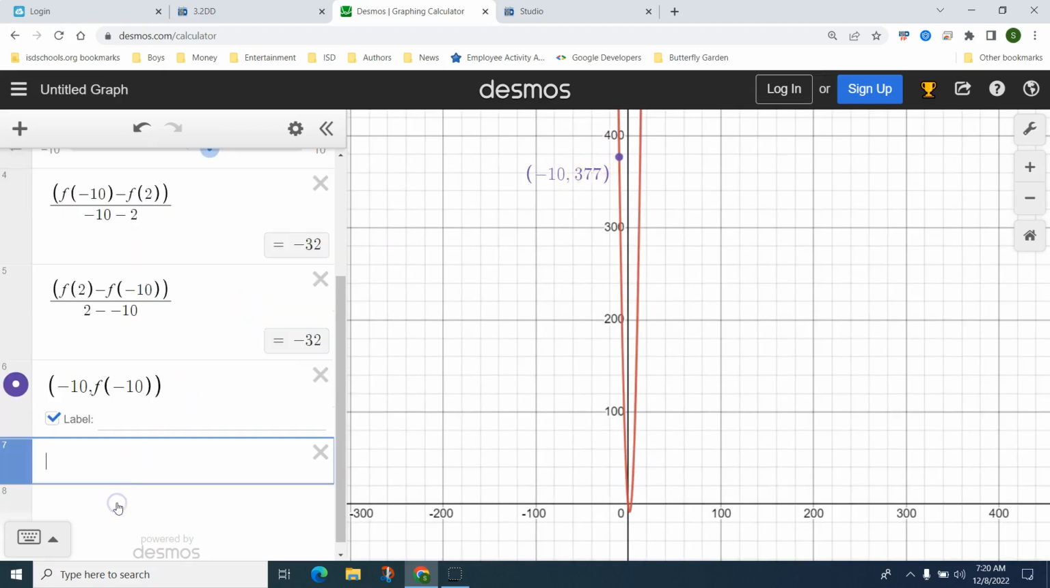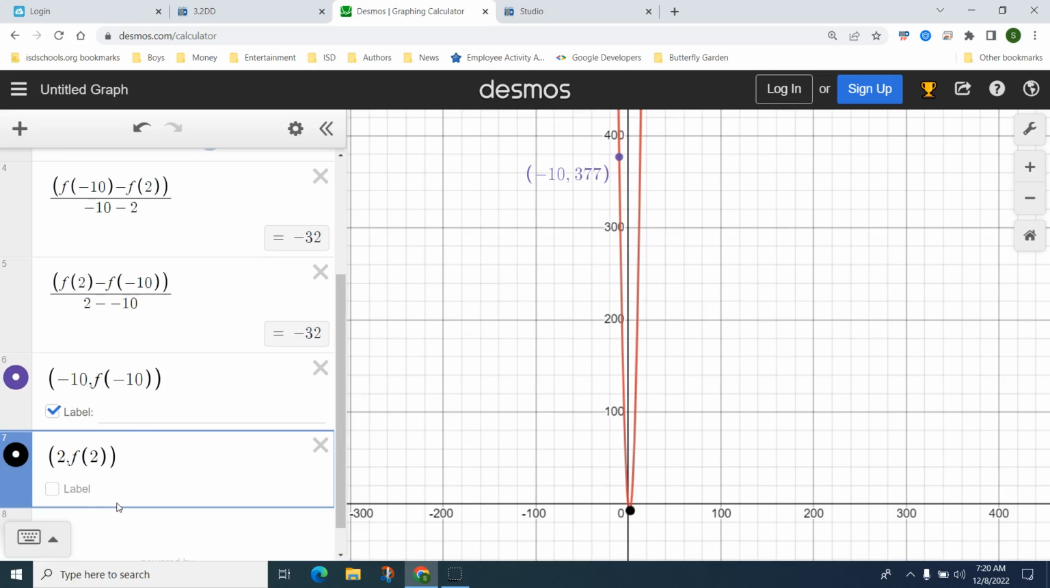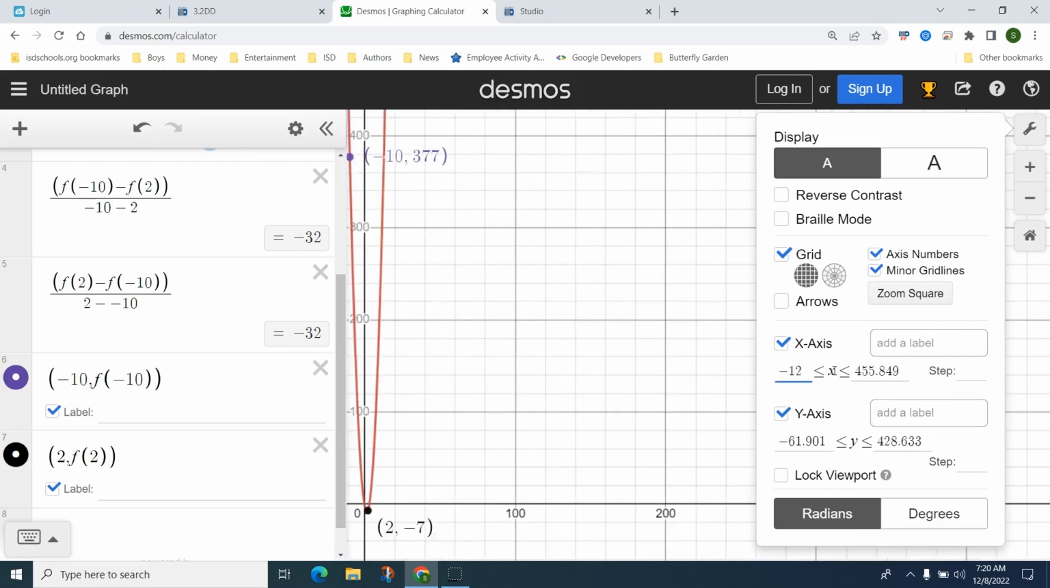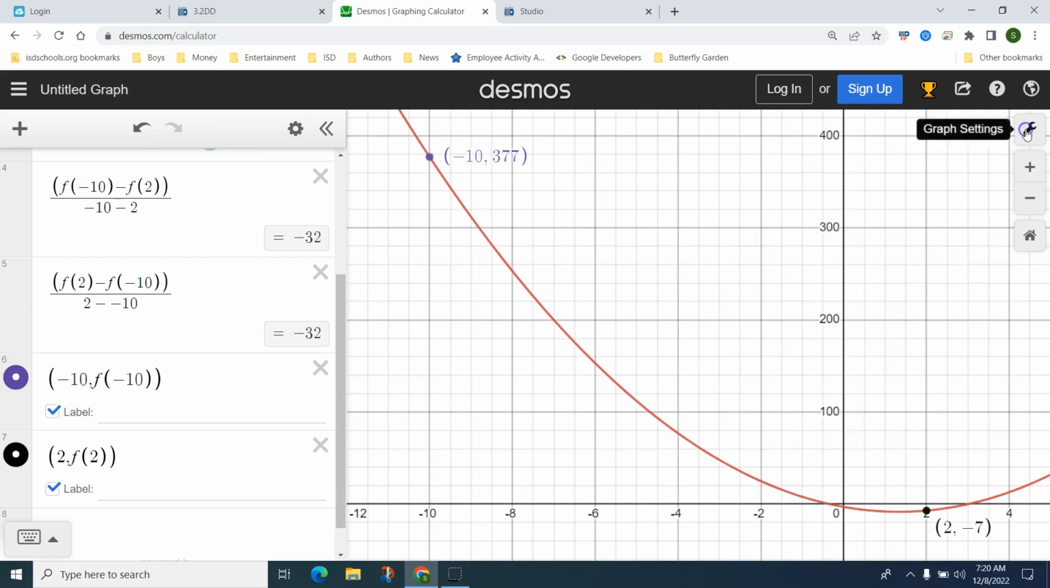Okay. And then let's see here, I have 2, comma, need that comma, f of 2. Label it. And there's the 2 right there. All right, so let's work with this, expand this out a little bit. Let's change this. I don't need to start at negative 304. Let's start at negative 12. All right, and let's end at 5. And there we go. There's my parabola right there.